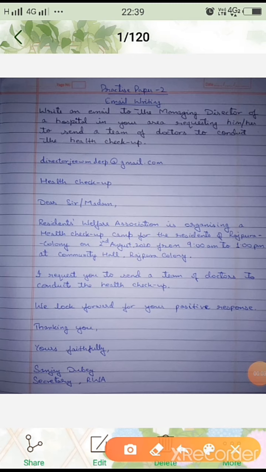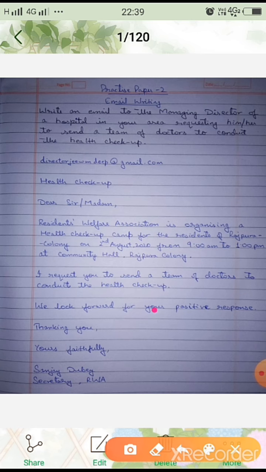Now how to write an email? The question is given: write an email to the managing director of a hospital in your area requesting him or her to send a team of doctors to conduct the health checkup. Okay, so what is given? You have to write an email to the managing director of a hospital. So you have to write to the managing director of a hospital in your area, requesting him or her. And what do you have to request? The managing director to send a team of doctors to conduct the health checkup.